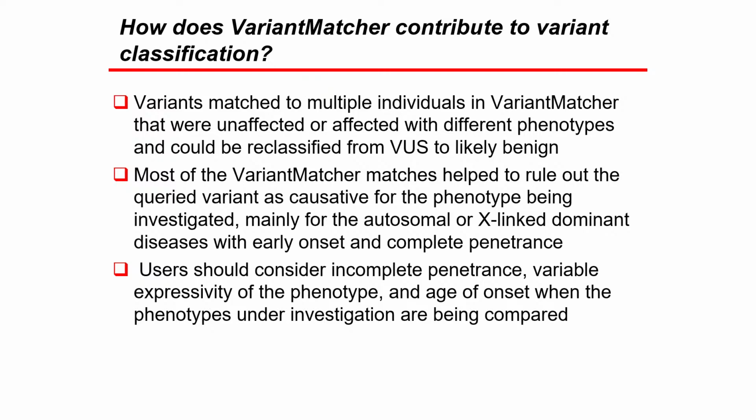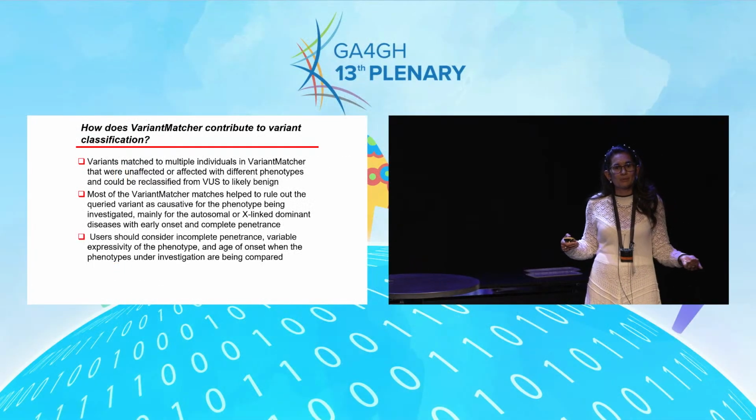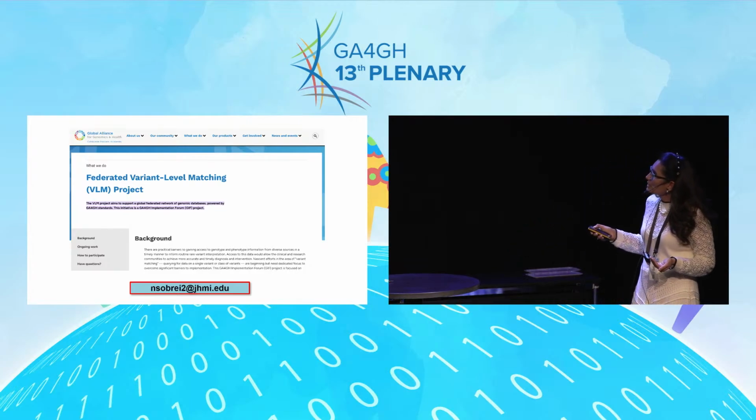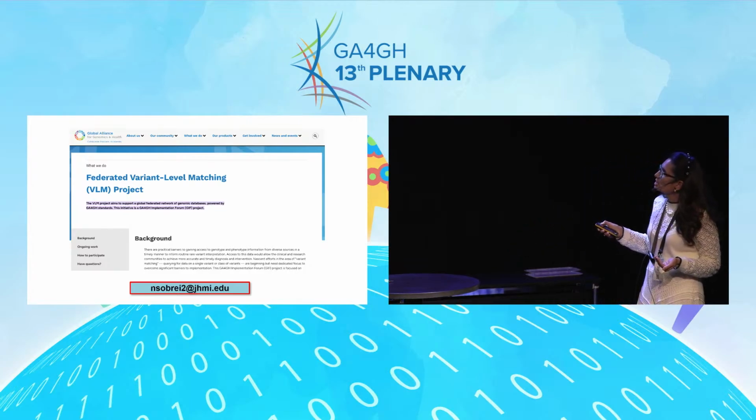So by looking at that, we saw that the reclassification was much better when we were talking about diseases that were autosomal dominant, caused by heterozygous variants, that are high penetrance, complete penetrance, and early onset. But we have to be careful with incomplete penetrance, variable expressivity of the phenotype, and age of onset before we say that the variant is benign or likely benign.